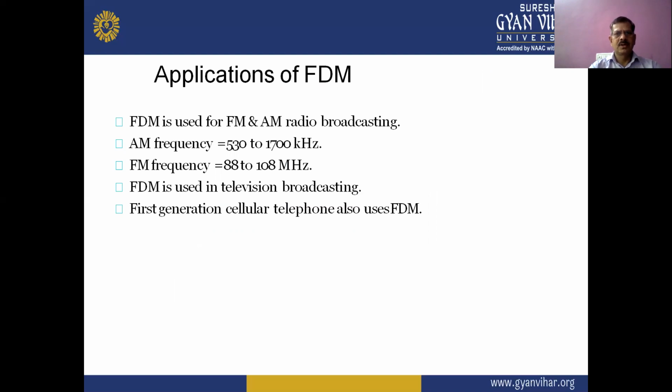Applications of FDM. First, FDM is used for frequency modulation and amplitude modulation radio broadcasting. Second, the AM frequency range is 530 to 1700 kilohertz, and the frequency range in frequency modulation is 88 to 108 megahertz. So this is the frequency range of the FM system. FDM is used in television broadcasting, and first generation cellular telephones also use FDM techniques.